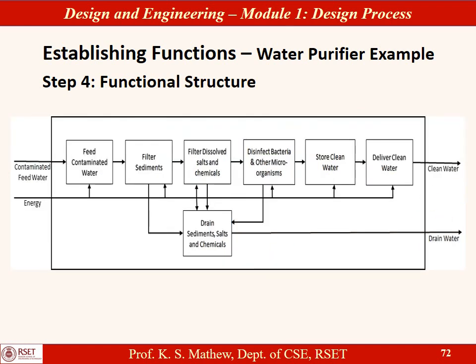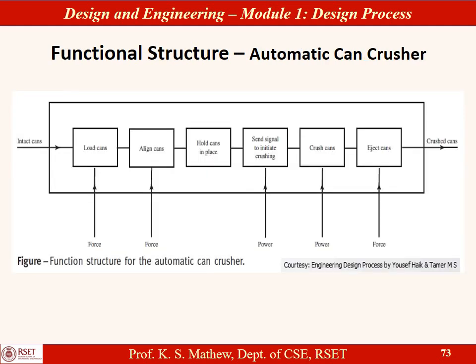This is the functional structure diagram, including all the inputs and outputs and the relationship between all subfunctions and the main functions. Contaminated feed water goes to feed contaminated water, filter sediments, filter dissolved salts and chemicals, disinfect bacteria and other microorganisms. From these it goes to drain sediments, salts and chemicals, then store clean water and deliver clean water. This is an example of a functional structure.